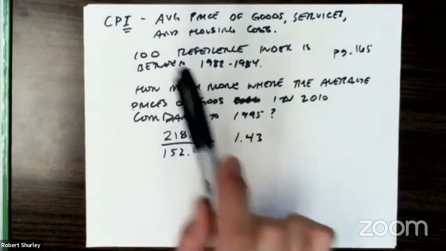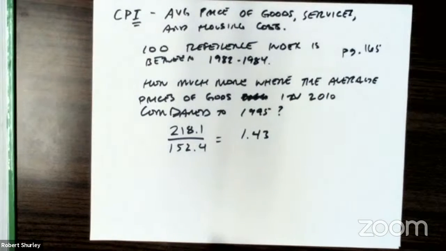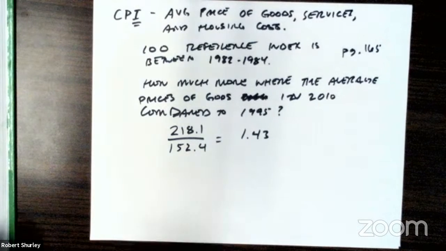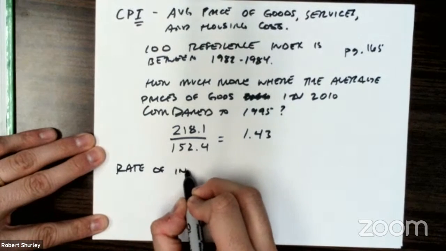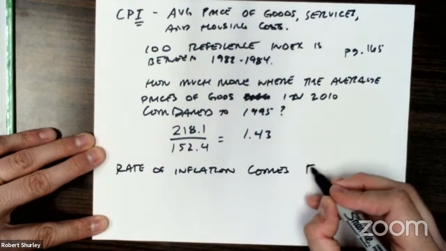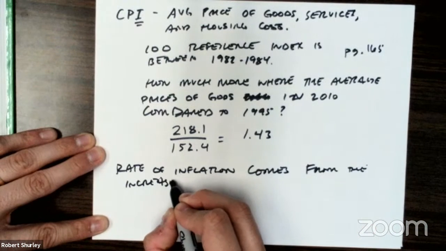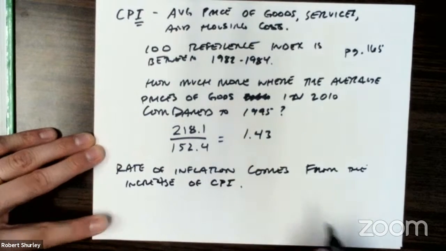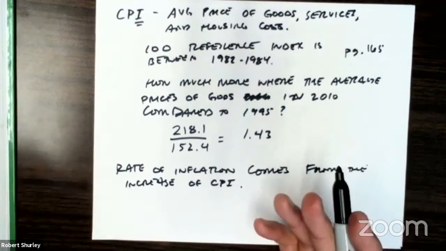So rate of inflation comes from this CPI. So the rate of inflation, again, I'm looking at the book on page 166 now. The rate of inflation from one year to the next is the relative change in the consumer price index. So rate of inflation comes from the increase of the CPI. Okay, it comes from the increase from year to year from the CPI.